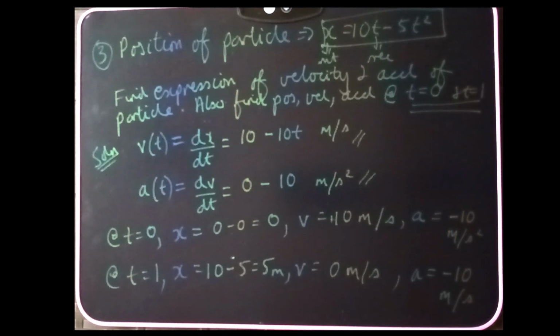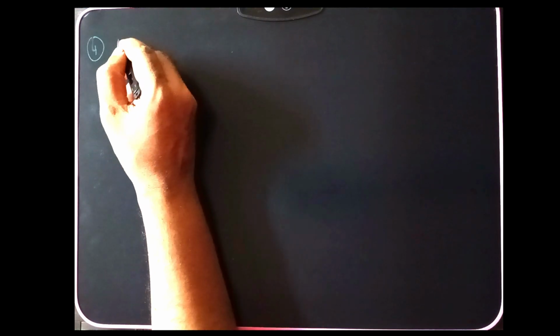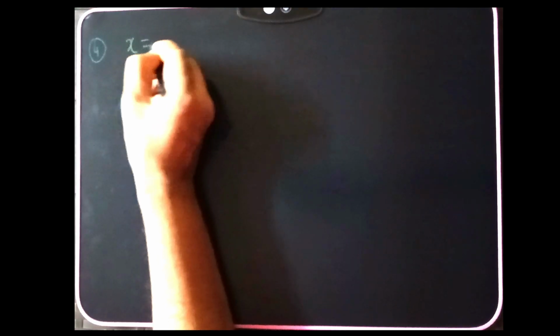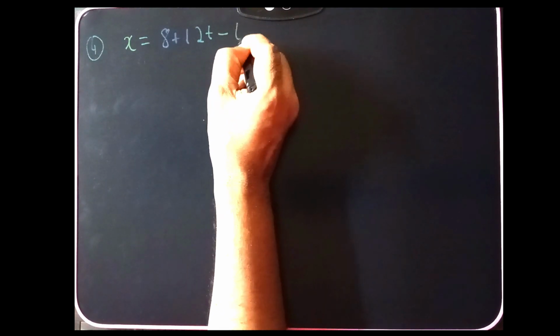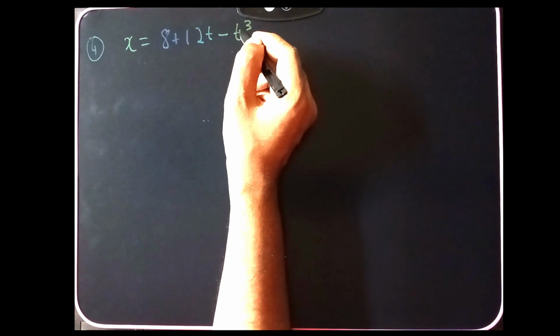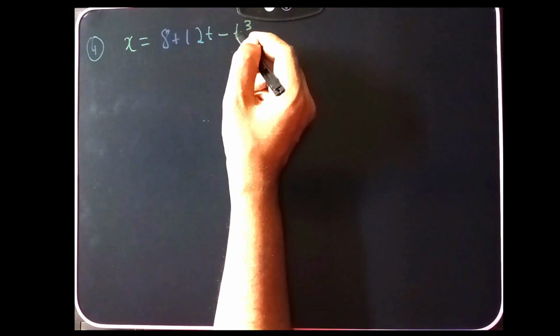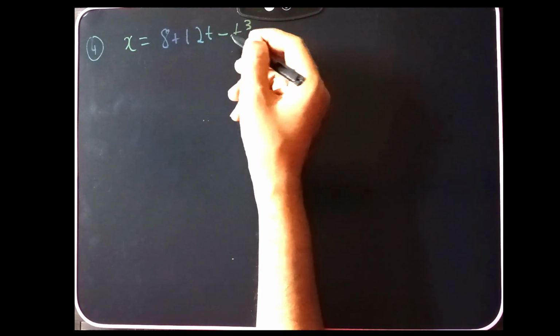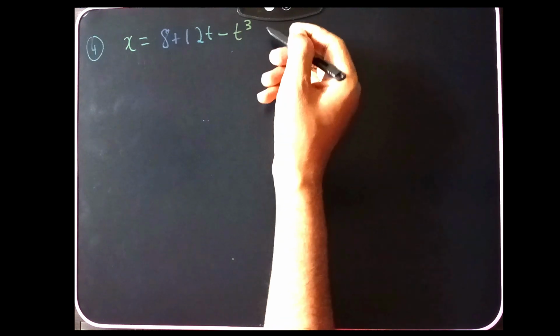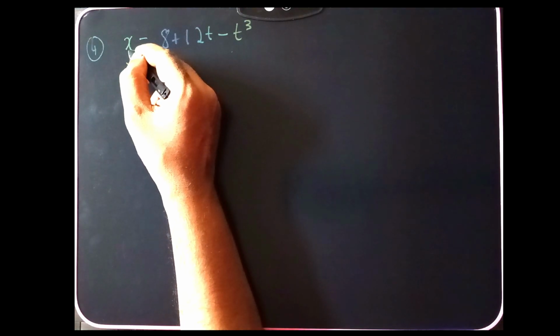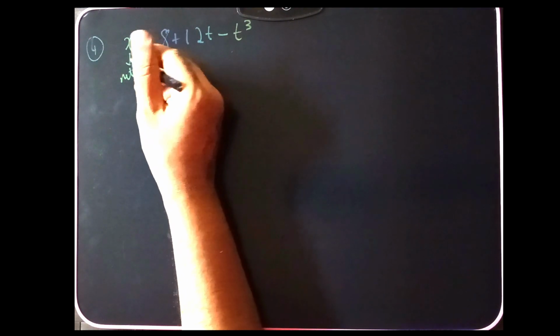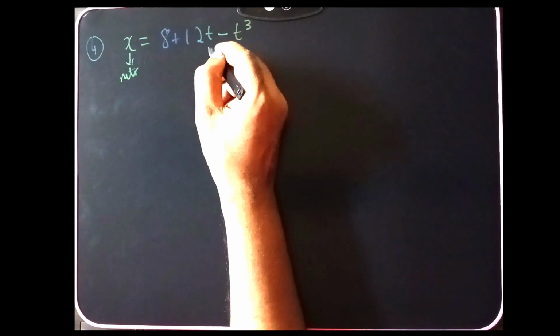Shall we take up one more problem? One last problem we'll take up. Okay, we'll take up one last problem. Fourth problem. Now we have an equation x is equal to 8 plus 12t minus t cube. What is x? x is in meters. That means this may be defining the position or the distance. This is the equation along the straight line, and t is in seconds.